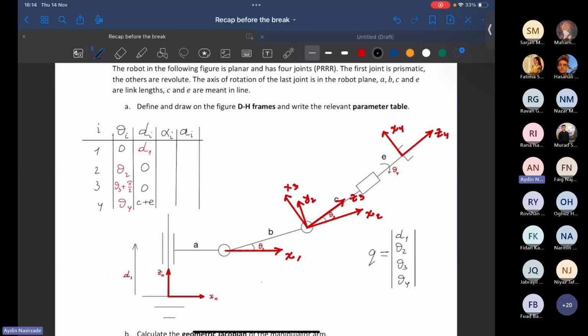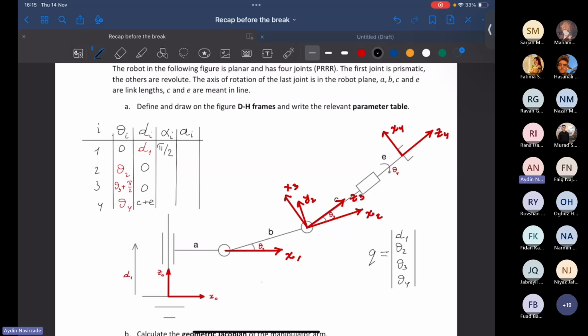Okay, let's move on to the next parameter, which is alpha. So alpha 1. What is the question for alpha 1? How much to rotate about x1 to align z0 and z1? Positive 90, pi by 2, because around x1, I have to flip the z0 axis by 90 degrees to make it point towards me, which is the direction of z1. So the answer is going to be positive pi by 2.